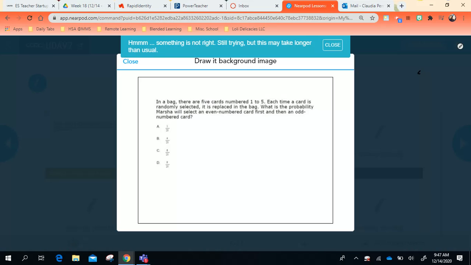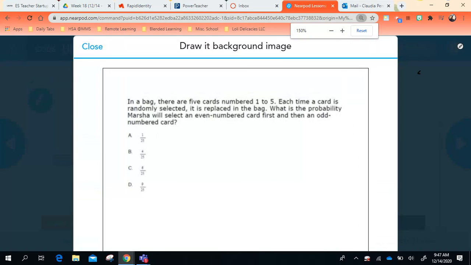Okay, so it says, in a bag, there are 5 cards numbered 1 through 5. Each time a card is randomly selected, it is replaced in the bag. What is the probability Marcia will select an even numbered card first and then an odd numbered card? So I'm going to go ahead and read it one more time and underline. But again, you're going to do this one on your own in your paper.